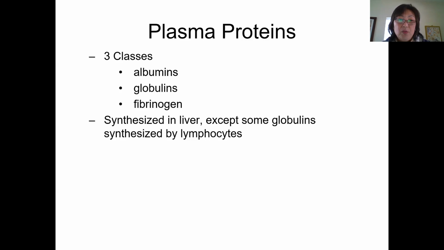Okay. Next one is globulin. This is another type of big protein. I will use hemoglobin to explain this later on. Fibrinogen is a fiber-looking protein. Most of these proteins are made in the liver, except the antibodies. Antibodies are made by lymphocytes, the T cells and B cells.